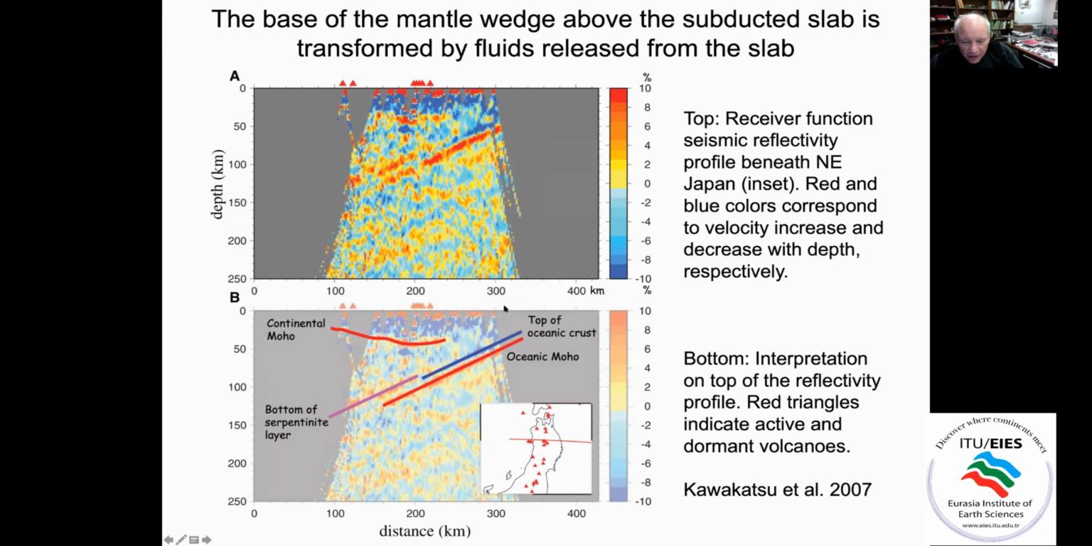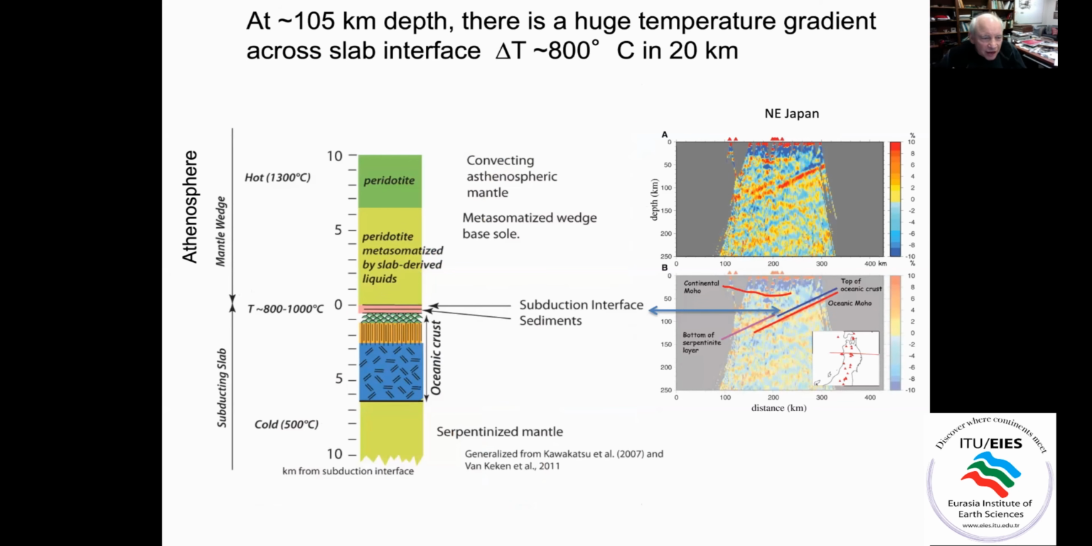So this is the way that Kawakatsu et al. interpreted it. This is the oceanic Moho. This is the top of the oceanic crust. And this is the bottom of an overlying serpentine layer. So there's a reaction zone above the subducted plate. And these kinds of approaches are going to get more and more sophisticated as the geophysical techniques improve and as seismic networks improve as well. Very exciting. So let's think about what's happening here.